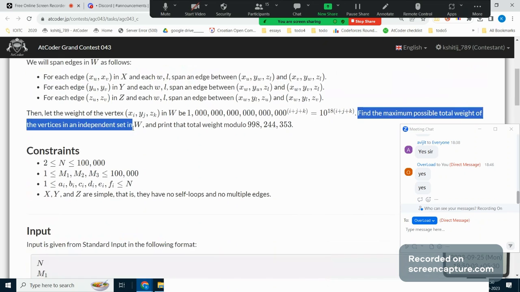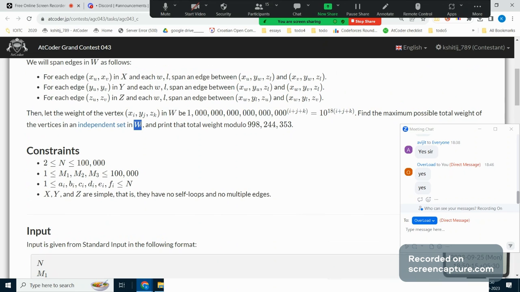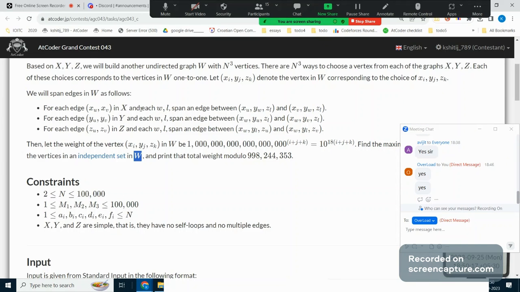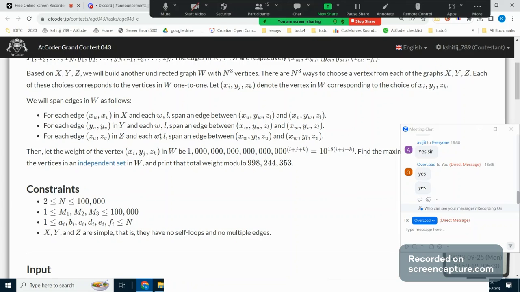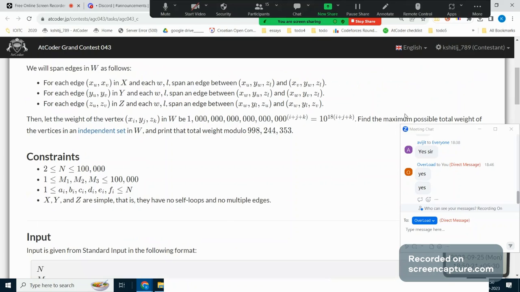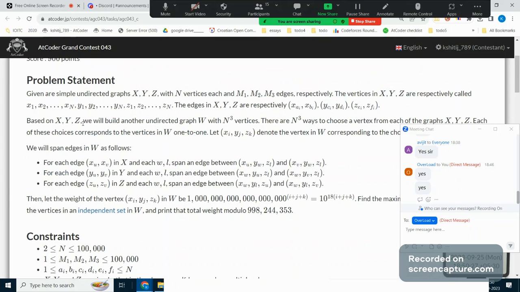So you need to find an n cube algorithm, and not n cube for this but I would encourage you to try to find the n cube solution first, to find the maximum total weight of the vertices in the independent set in W. And now notice that finding a maximum weighted independent set in a general graph is NP hard. So you need to find a fast solution and you need to exploit the properties of the specific graph.